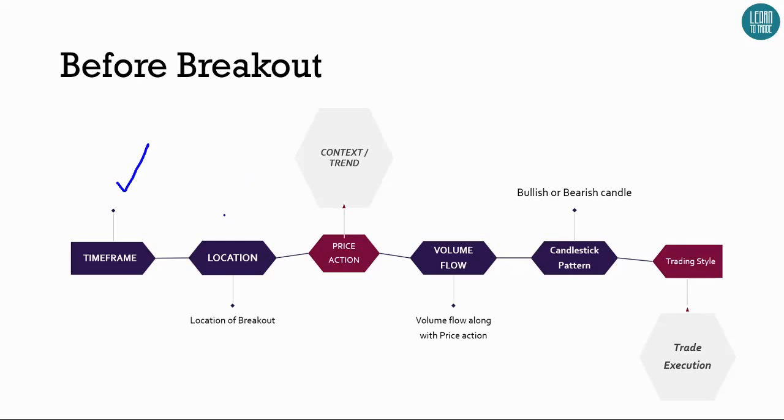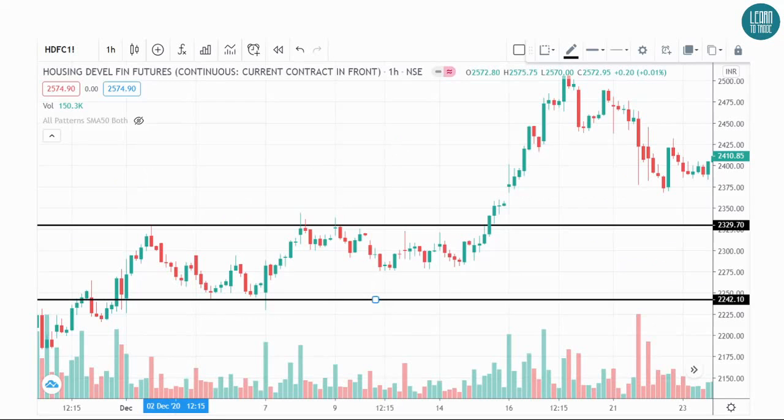Now location is very important, and trend. The trend is towards the upside. Now we need to look at the price action which is getting developed in the inside balanced range, and next is the volume flow, candlestick patterns, and the trade execution. Okay, so the trend is towards the upside, very clear.